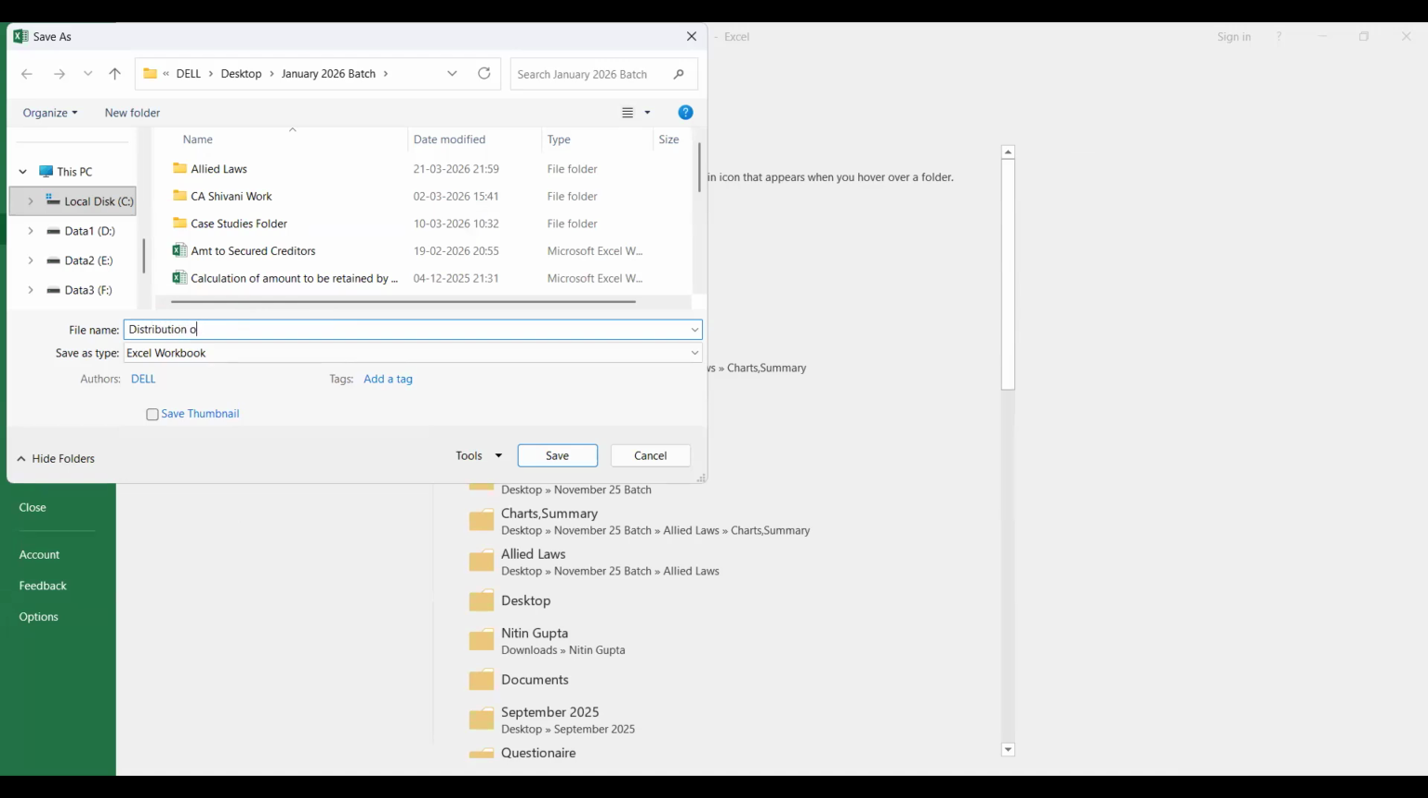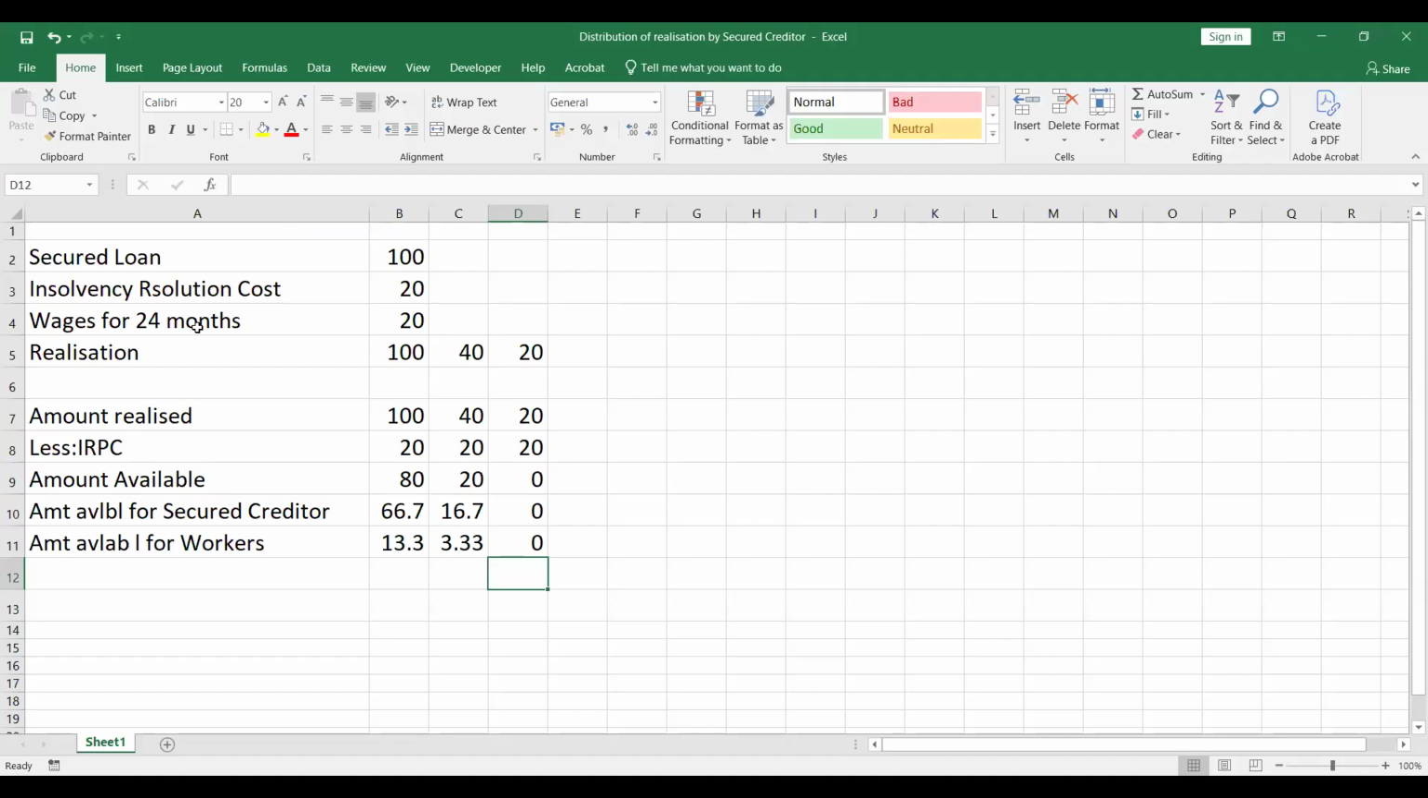Distribution of realization by secured creditor. देखिए, बताइए एमएस कुमार जी, आप एक्सप्लेन कीजिए.